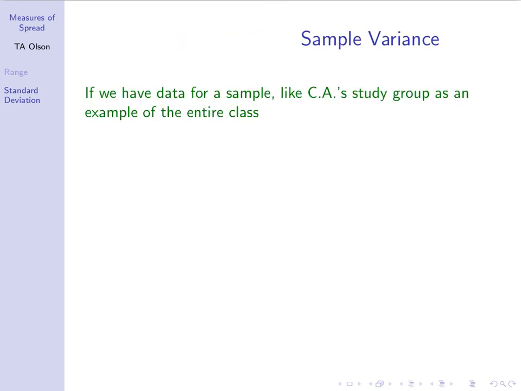If we only have data for a sample, so if we treated Chifaru's study group as a sample for the entire class that these people are in, then it's only a sample. We only have 6 data points of the maybe 100 data points we have total. The calculation of the mean is the same, but it uses the symbol x bar instead of mu. And the calculation for the standard deviation is slightly different, and I'll show you exactly where those differences are.